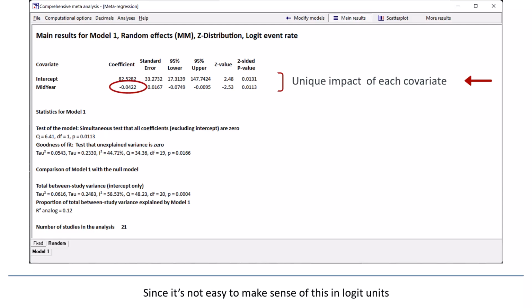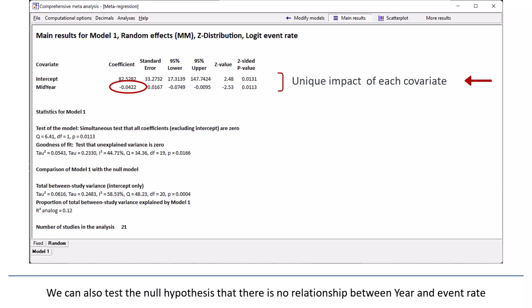Since it's not easy to make sense of this in logit units, we looked at the plot and translated these numbers into event rates. And we saw that between 1985 and 2005, the predicted event rate dropped from 0.22 to 0.11. We can also test the null hypothesis that there is no relationship between year and event rate.